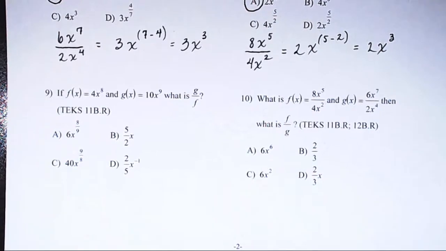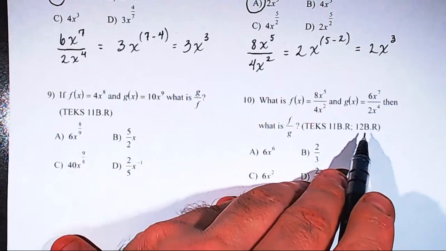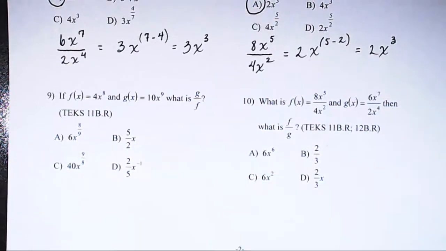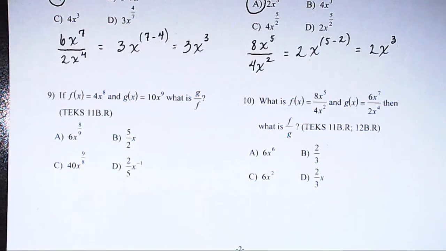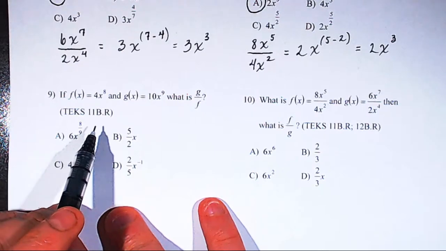Number 9. This is where the function notation comes in, and I think number 9 and number 10 should probably include this secondary standard 12BR, which asks the students to evaluate functions with given different x inputs. I'm kind of bending that here. I couldn't really find a TEK that captured what I was trying to have the students do here. But nevertheless, maybe there is a better TEK.